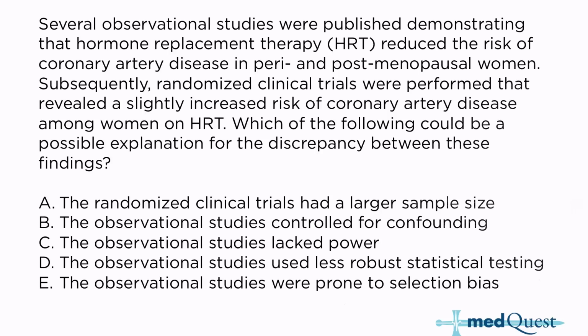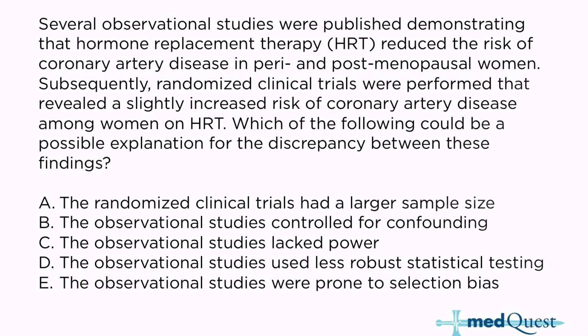Choice D, the observational studies use less robust statistical testing. The robustness of statistical testing is just based on the test statistic itself. Any time that you're using any kind of modeling and test statistic, the robustness of statistical testing tends to be better when you assume a normal distribution. It's less important that you understand what that means or how that comes into play, but just know that the robustness of statistical testing across different study designs should not be a factor.